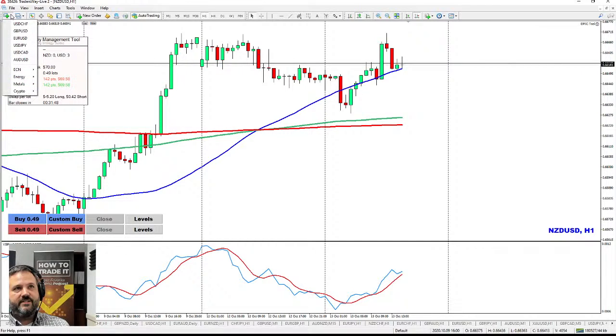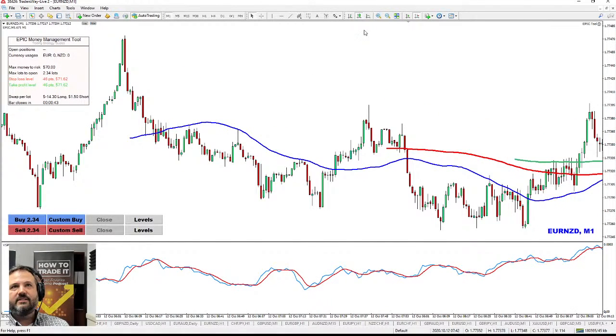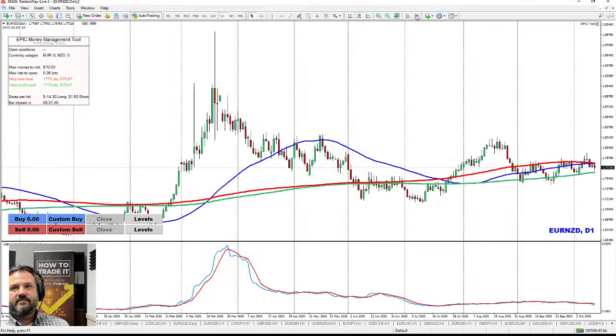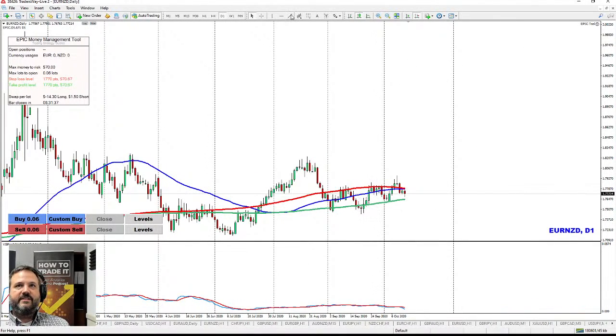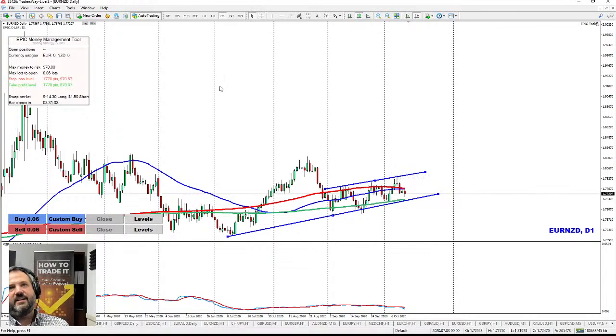Let's take a look at the Euro New Zealand because Corey asked me to. So Euro New Zealand is in a nice daily channel. It's currently touching the bottom, or kind of. So it might have a little bit more room. But you can see a nice little channel here, slow moving. That's actually pretty big, 380 pips.